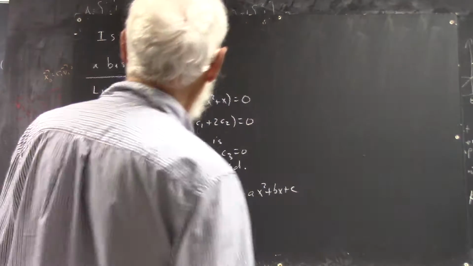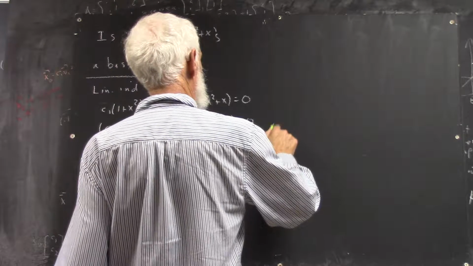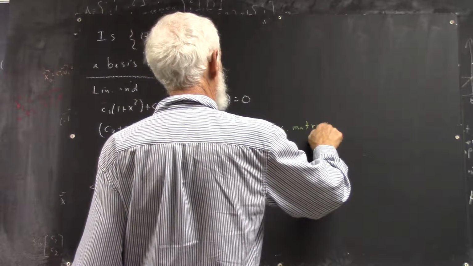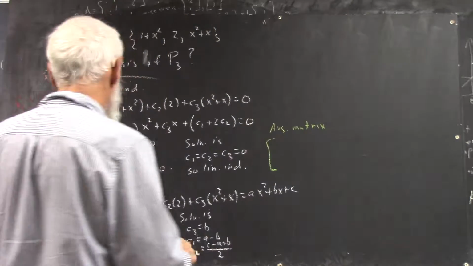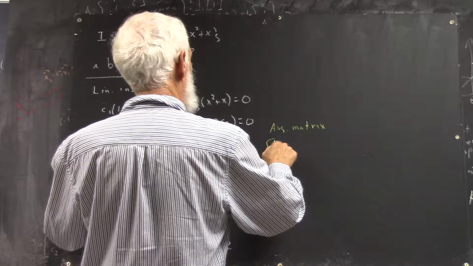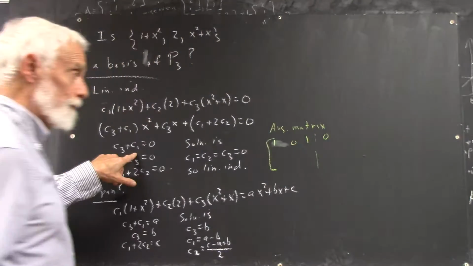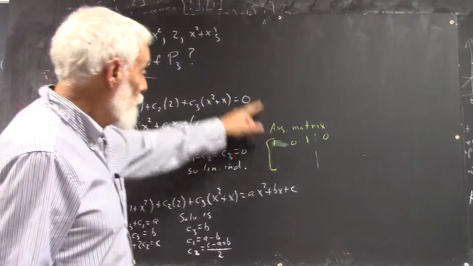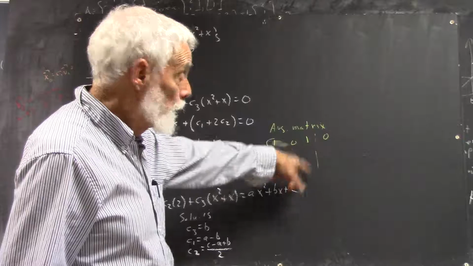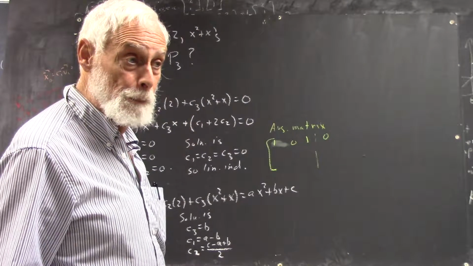Okay, your augmented matrix for this system of equations is what? It's 1, 0, 1, 0. Because the first column is your coefficients of C1, the second is your coefficients of C2, the third is your coefficients of C3, and this is your right-hand side, right?